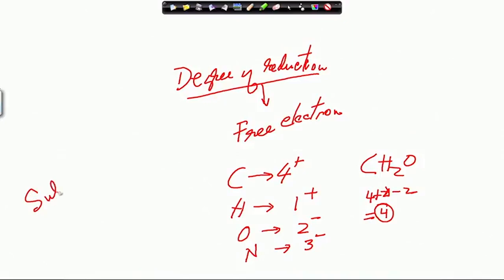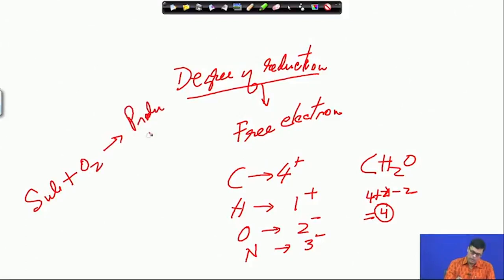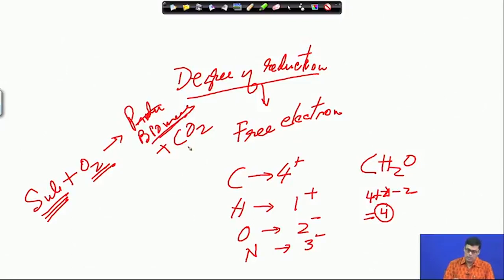Now, for ammonia, carbon dioxide and water, we consider that the degree of reduction is 0, that is, the free electron is 0. So suppose we write an empirical equation like substrate plus oxygen gives a product, or biomass, plus carbon dioxide. We can write the balance equation: how much free electron is present in the substrate, how much in the oxygen molecules, how much in the biomass, and how much will be 0. If some product is there, then you find out how much free electron. So we can write a balance equation, and I shall show you how you can do that.